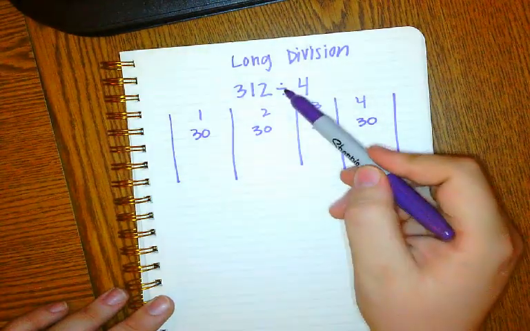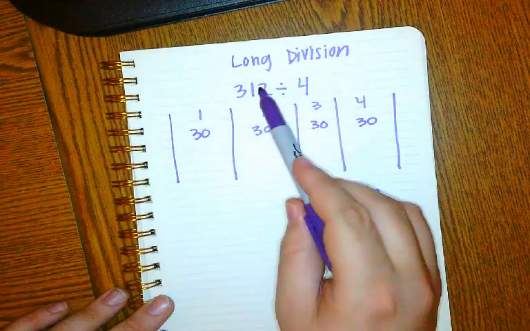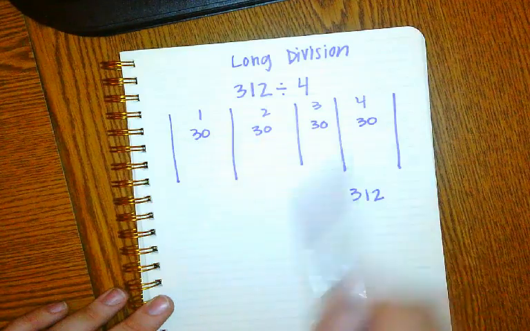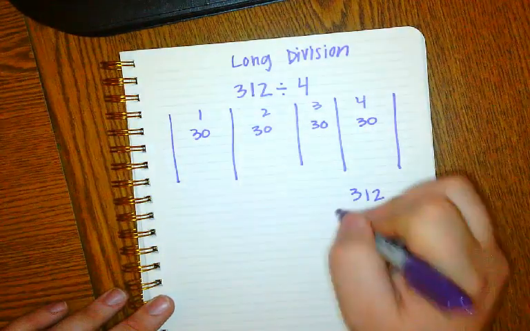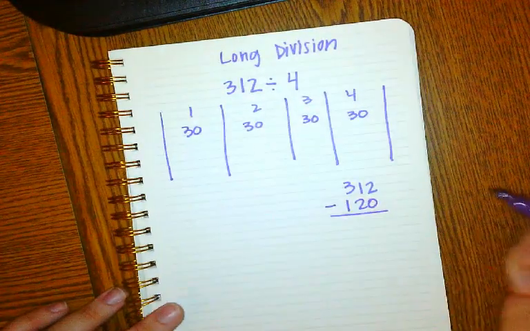Because that means that we're taking away 30 from 4 groups. We're taking away from 312. How much do we just take away total? 30 plus 30 plus 30 plus 30. Johnny? 120. So we took away 120. So subtract that on your paper.